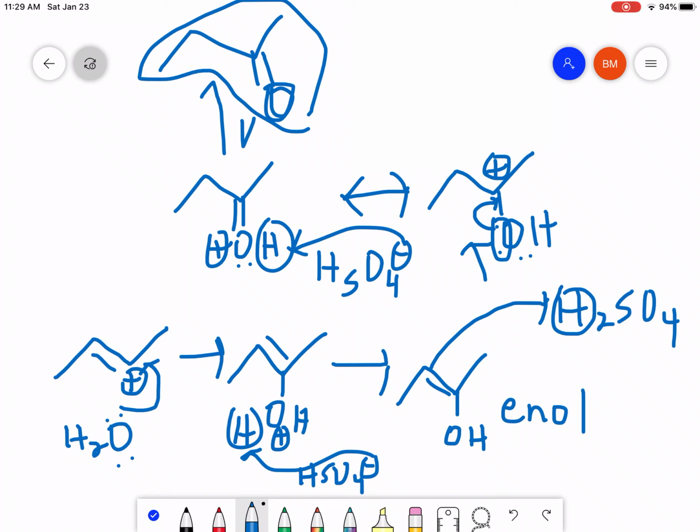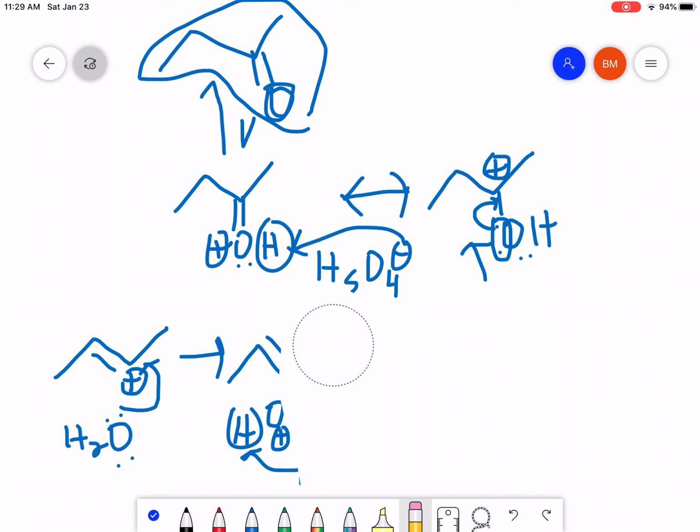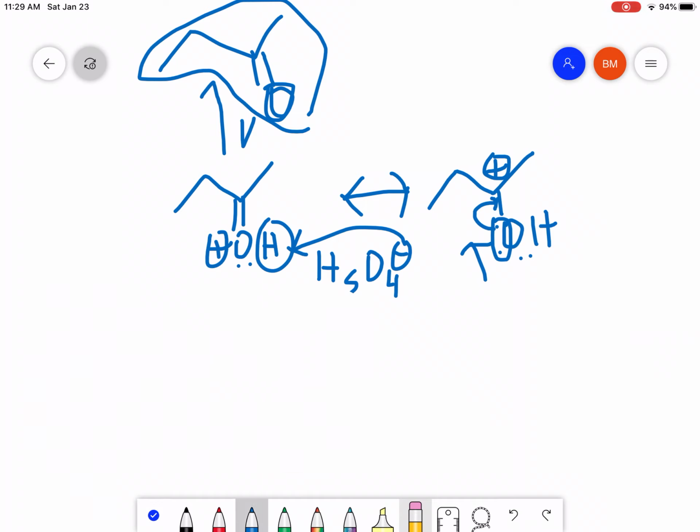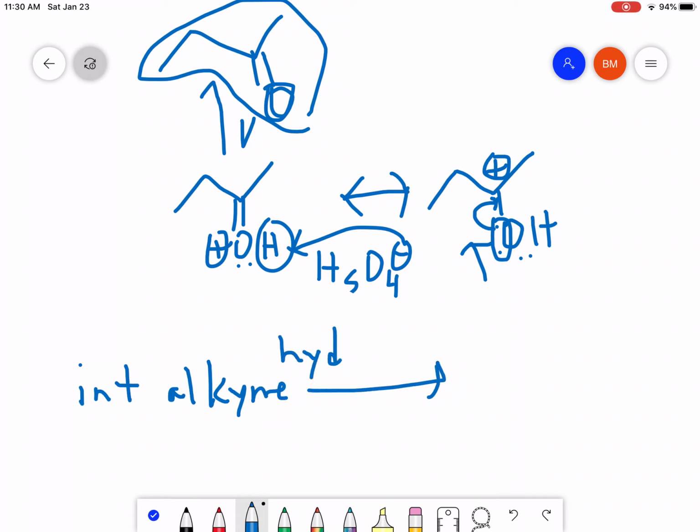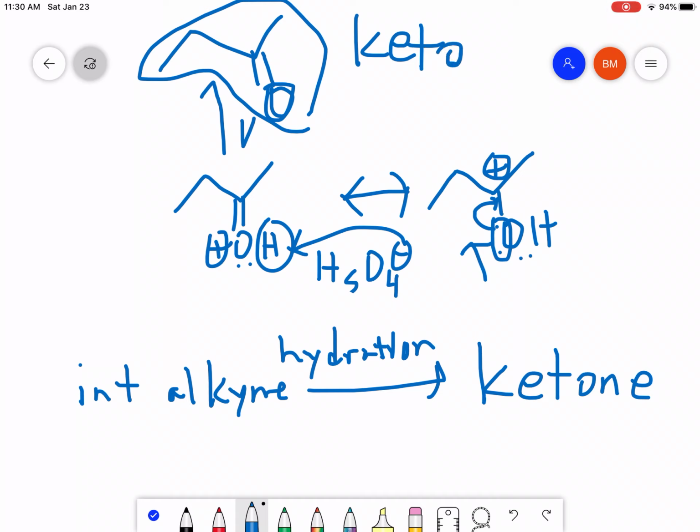Okay? Here's a hard and fast rule that you can remember. I guess I should write this down for you. If you take an internal alkyne and you do a hydration, your product will always be a ketone. And that's what this is up here. This is a ketone. Don't get keto and ketone confused. They don't mean the same thing. Keto is just the tautomer of an enol.